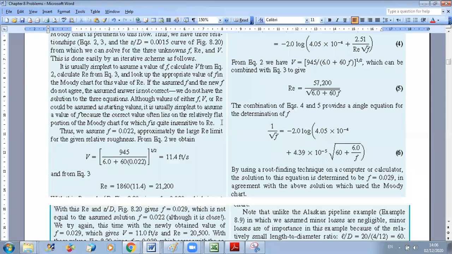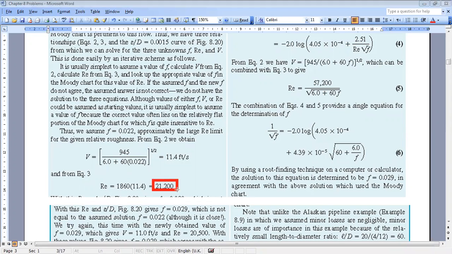So always, when I have epsilon over d, it's recommended to start with the value of F corresponding to the flat curve. Now, once I know the value of F, I replace it in the first equation, which will give me the corresponding value of V. Then I replace V in the second equation, which will give me the corresponding Reynolds. So now I get a new Reynolds. I don't have it yet, so this is a first assumption for Reynolds, 21.2.